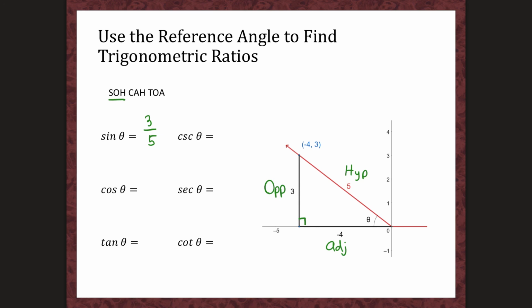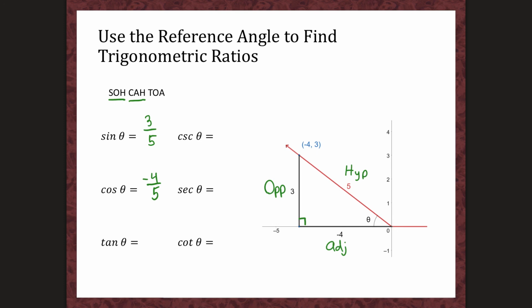The cosine is the adjacent over hypotenuse, so the adjacent is -4, and the hypotenuse is once again 5. Notice that the cosine is negative in this quadrant, and that's good. It's supposed to be. Second quadrant, only sine will be positive.